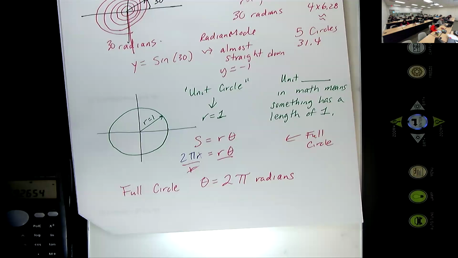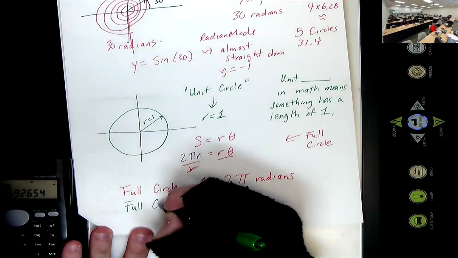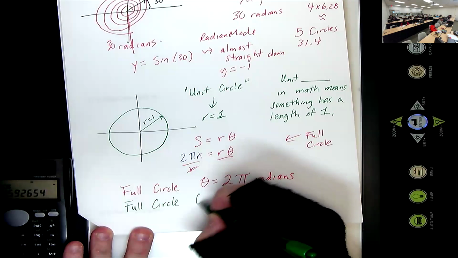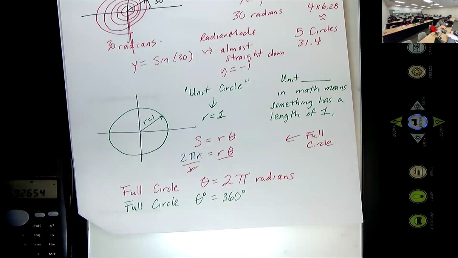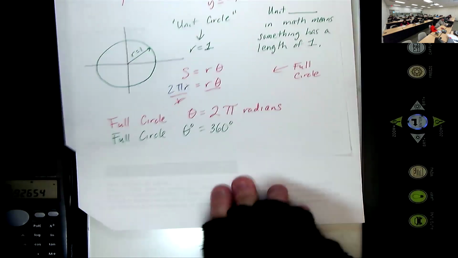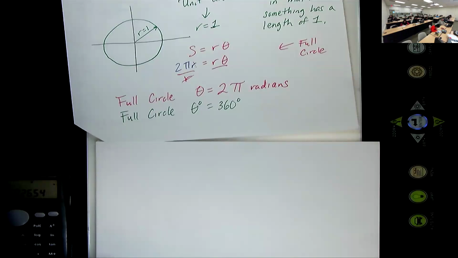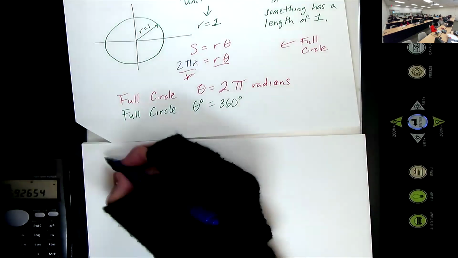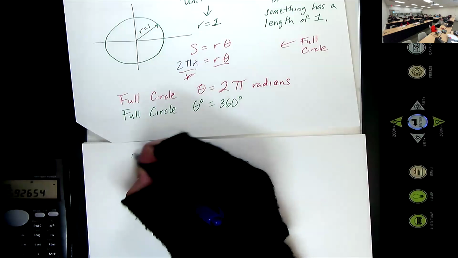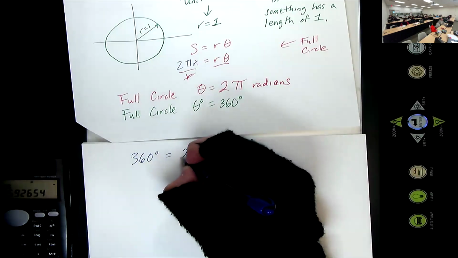What's the full circle in degrees? 60. It's 360 degrees. So this is where we get to our conversion. Both of these are theta, and we know it's the same angle, we're talking about a full circle, which means for a full circle, these are equal. 360 degrees must equal 2 pi radians.